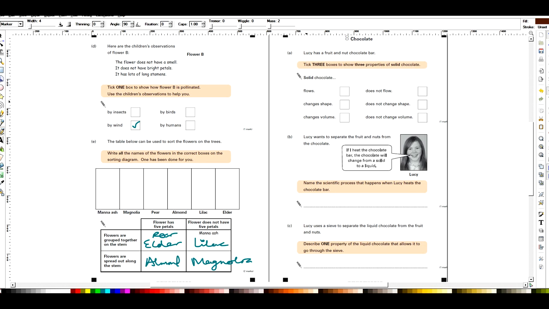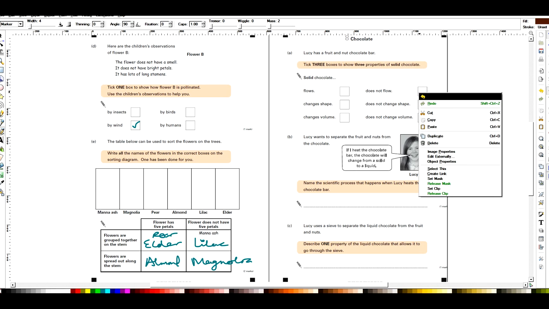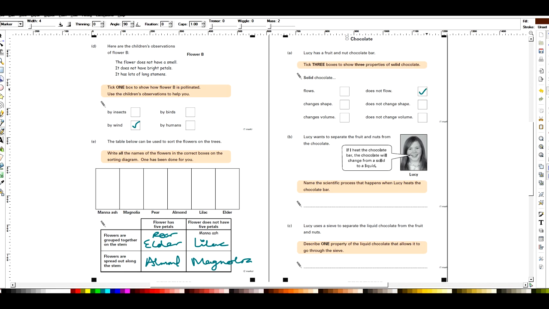Okay, question number 8. Lucy has a fruit and nut chocolate bar. Tick 3 boxes to show 3 properties of solid chocolate. So how would you describe solid chocolate? Does not flow. Excellent. Does not change shape. Does not change volume. These are all the properties of a solid chocolate. Flows would be liquid, change shape would be liquid and gas, change volume would be gas. Okay, so it's definitely these 3 here.